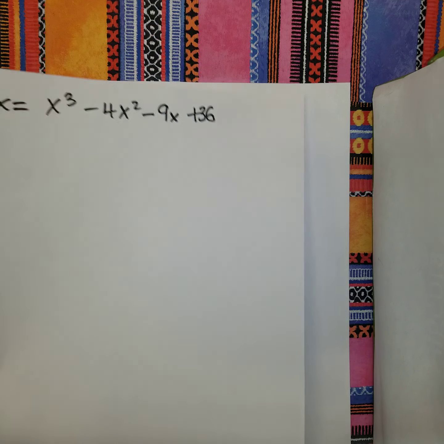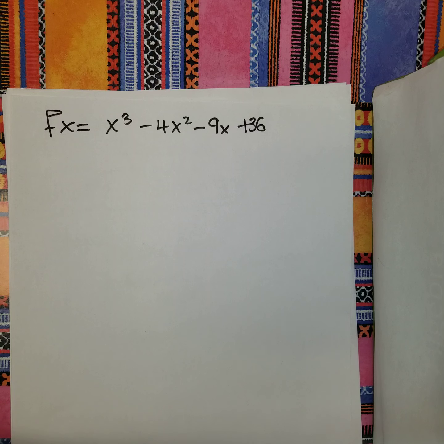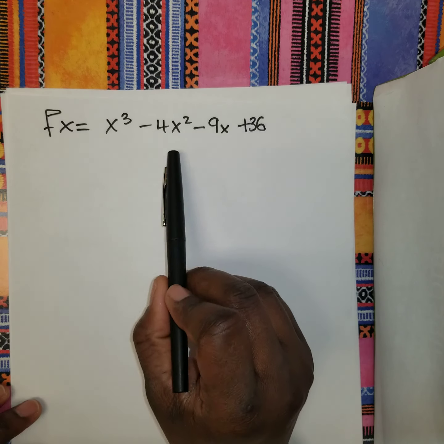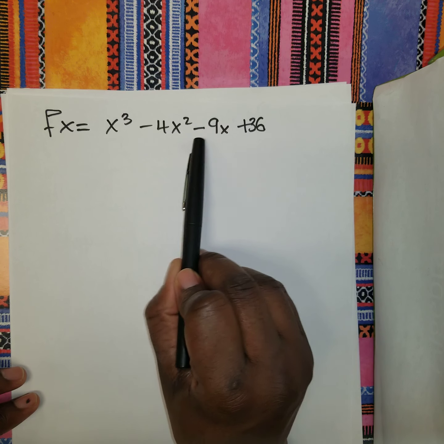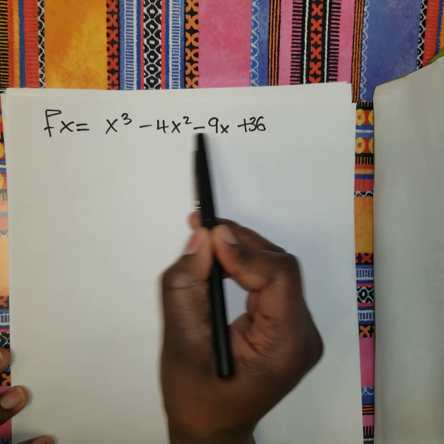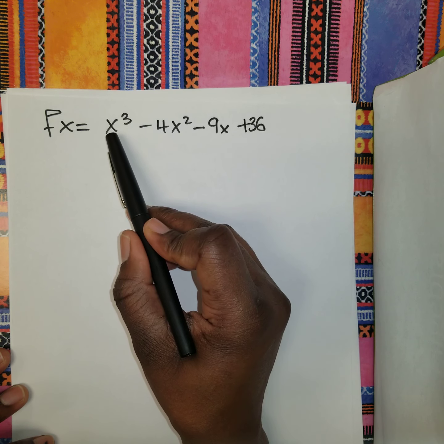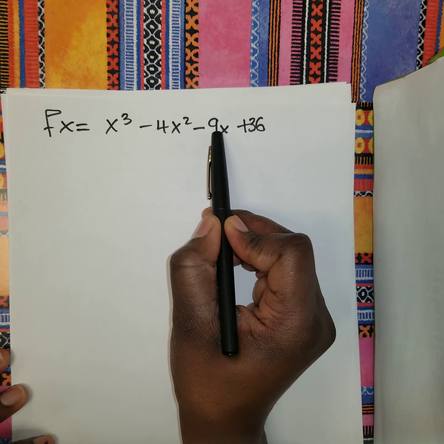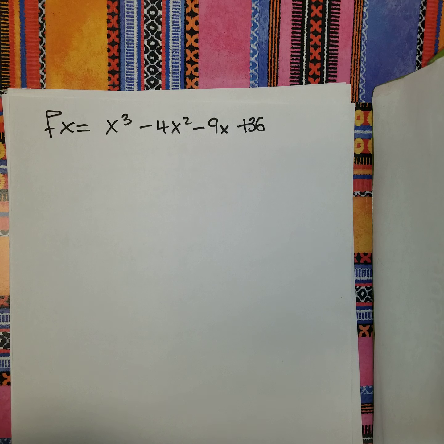So let's get right into our question. The first one you're given is f of x equal to x cubed minus 4x squared, subtract 9x plus 36. Right here, I can see where I can group the first two and group the last two. How do I know that? Because x squared is a factor of x cubed, and 9 is a factor of 36. So I can go ahead and do my grouping.